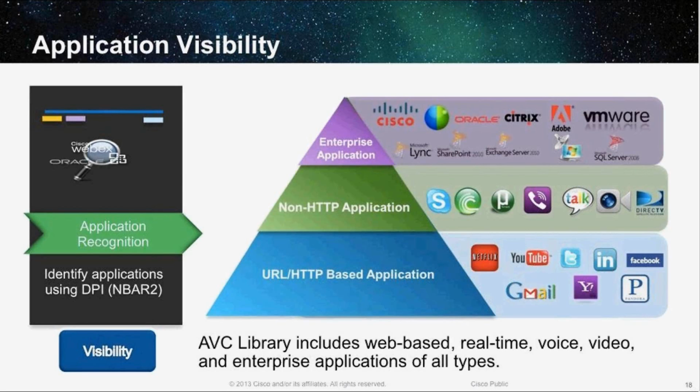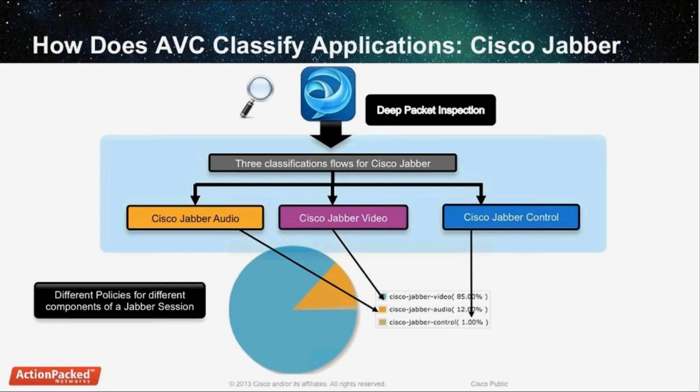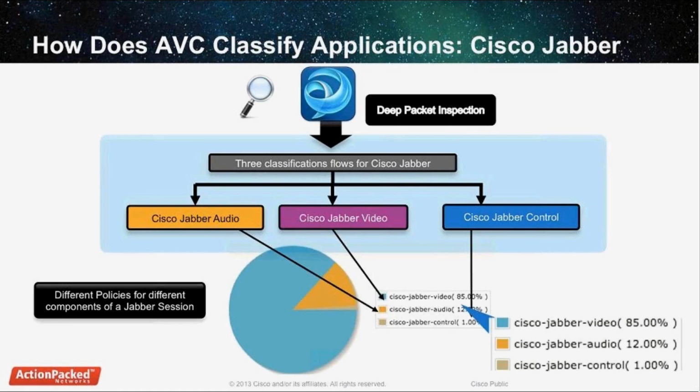Now, how does Cisco recognize all these applications? Let's start with Cisco Jabber. The way AVC recognizes Cisco Jabber is, even though when you place a Cisco Jabber call it is just one session, there are 3 different applications. And what Cisco does is it goes inside that one flow and breaks everything down into Jabber video, Jabber audio, and Jabber control. And you can have different policies for each of these sessions.